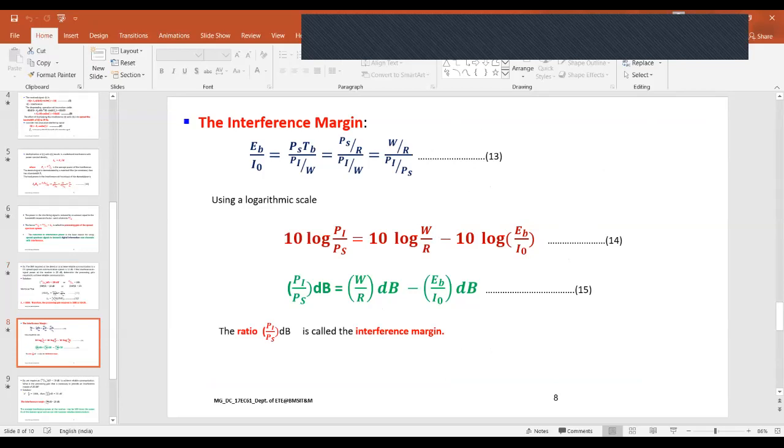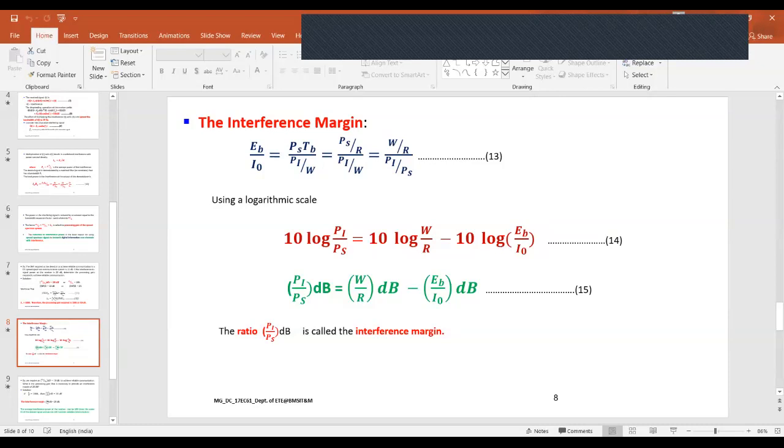interference margin. We can express this as follows. Eb by I naught, where Eb is the bit energy and I naught is the power spectral density of the interference signal, is equal to Ps into Tb, signal power into bit duration. I naught can be written as Pi by W, substituting from the previous equation. Tb is 1 by R, so I'm writing that as Ps by R and Pi by W. This is equal to W by R divided by Pi by Ps.